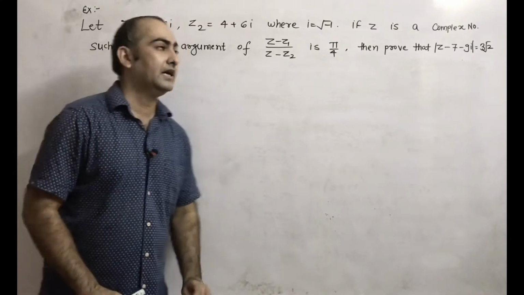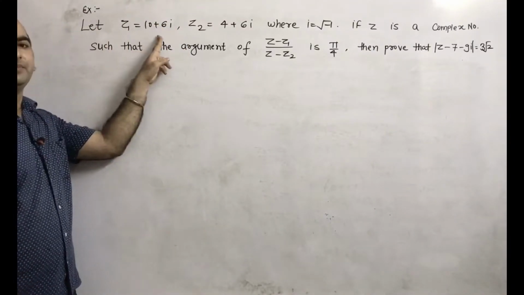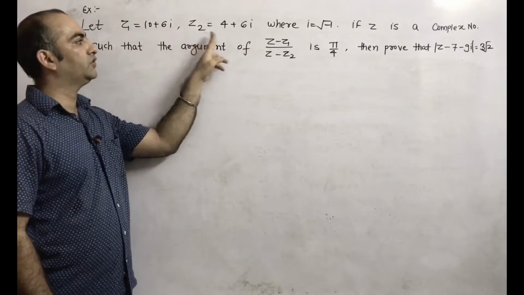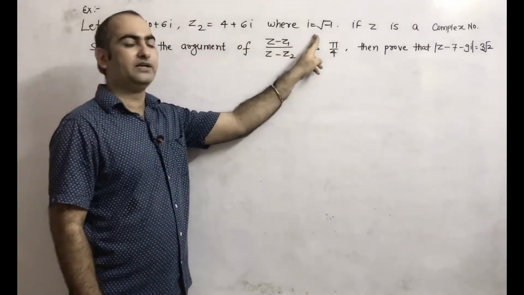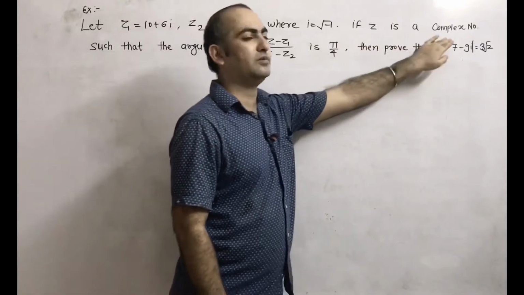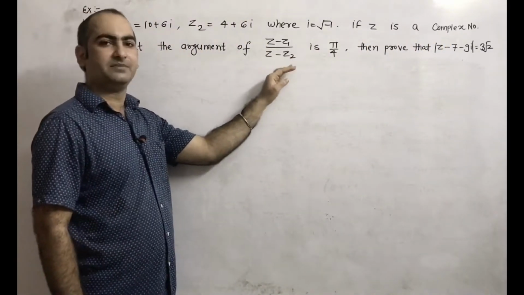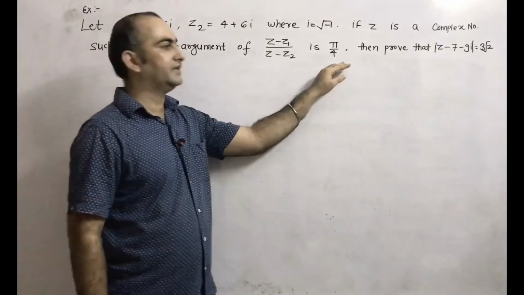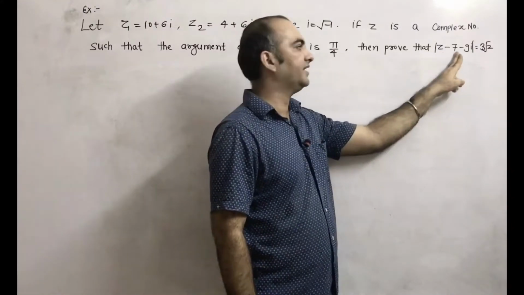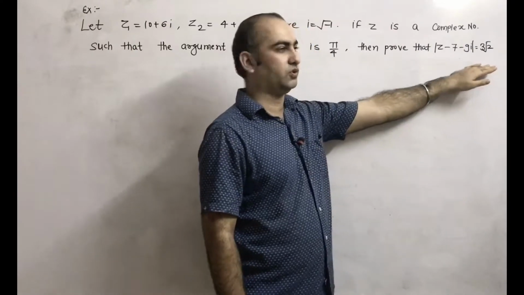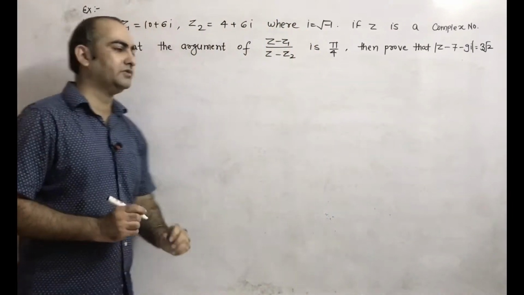Next we are discussing: let z1 equal to 10 plus 6 iota, z2 equal to 4 plus 6 iota, where iota equal to root of minus 1. If z is a complex number such that the argument of (z minus z1) divided by (z minus z2) is pi by 4, then prove that modulus of z minus 7 minus 9 iota equal to 3 root 2. So this problem we have to solve. Now solution.